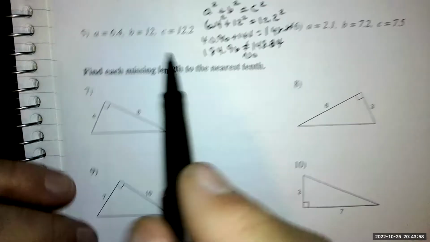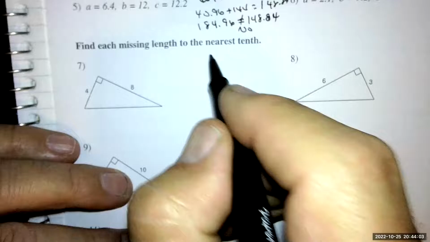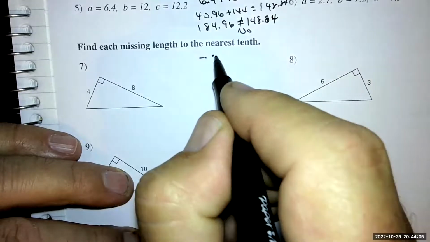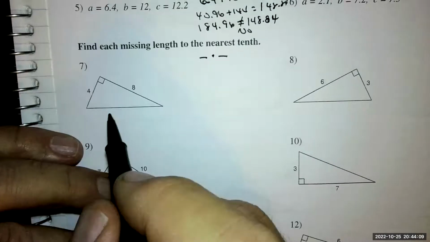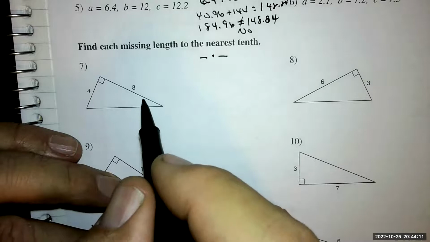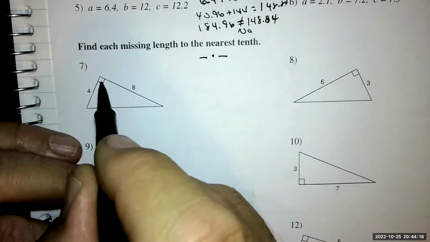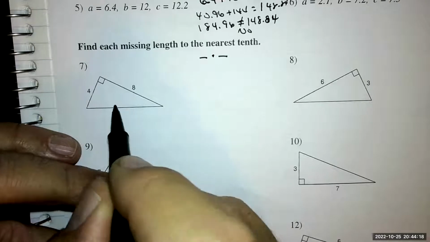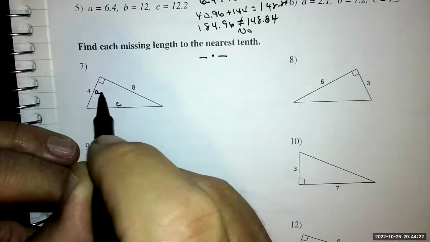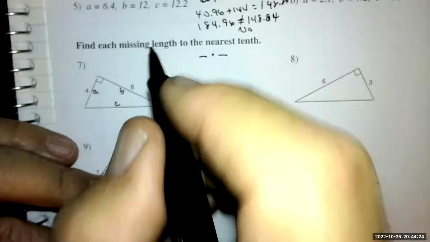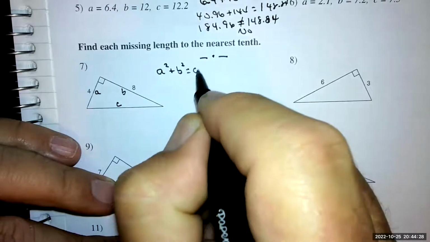All right, so look at 7. It says find the missing length to the nearest 10th. All right, 10th place value. Remember, that's the ones, that's the 10th right there. So point something. So again, we're going to use the Pythagorean theorem. a squared plus b squared is c squared. Now, if you notice, here's my 90 degree. So they're saying that this is a right triangle. So this is my c right there. I'm going to label this as my a, and this is my b. So here we go. a squared plus b squared equals c squared.